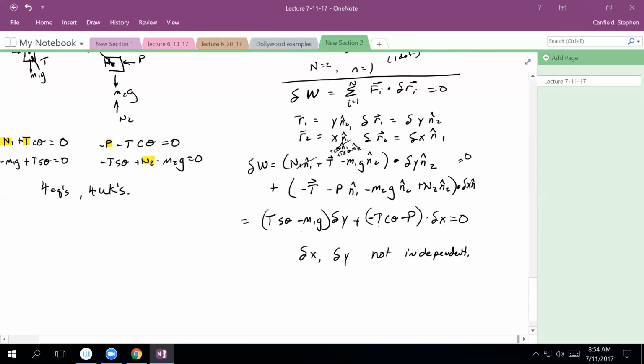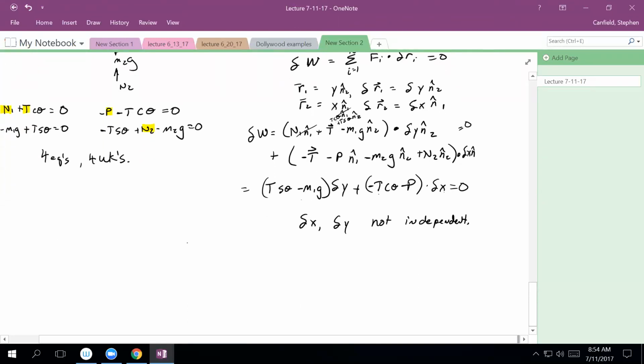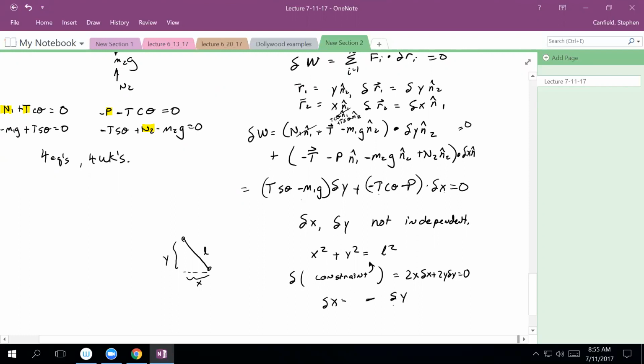And the relationship here is that this distance is L, this distance is X, this distance is Y. So I can write a relationship X squared plus Y squared equals L squared. And if I take the variation in that constraint, I'll get 2x times the variation in x plus 2y times the variation in y equals the variation in L, that's constant, so that's equal to zero. Or I can write that my virtual x equals minus y virtual y over x, and I've canceled my two.